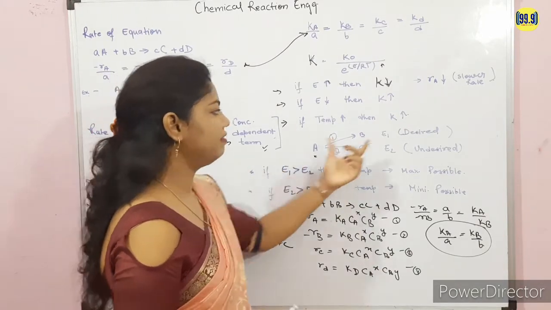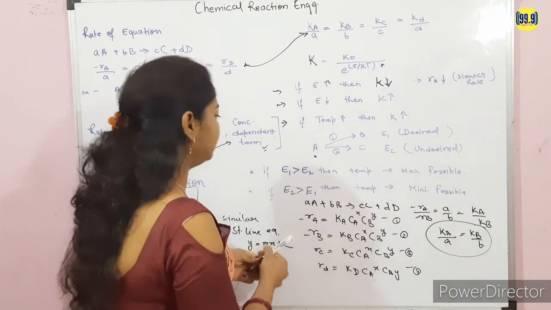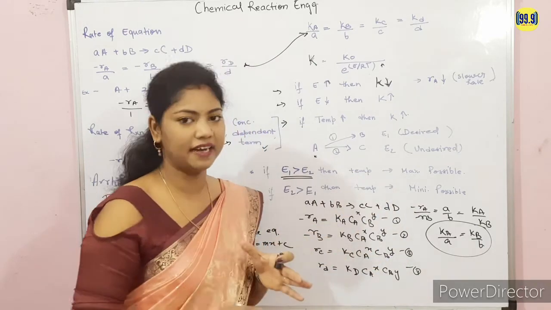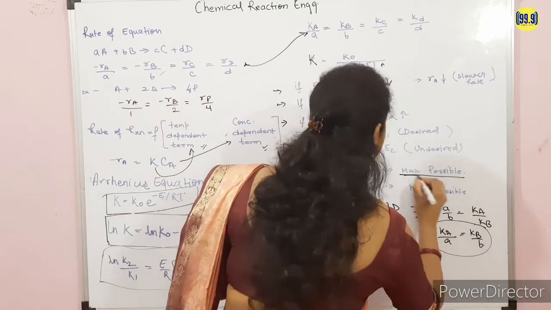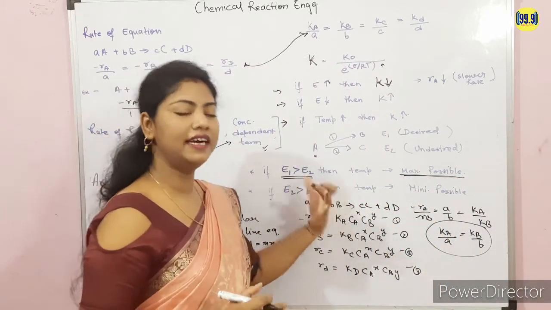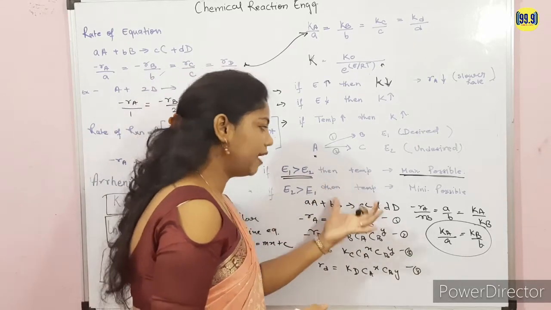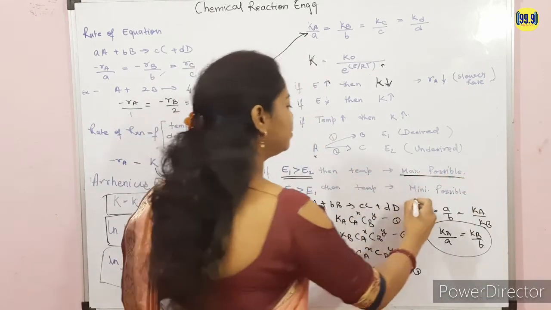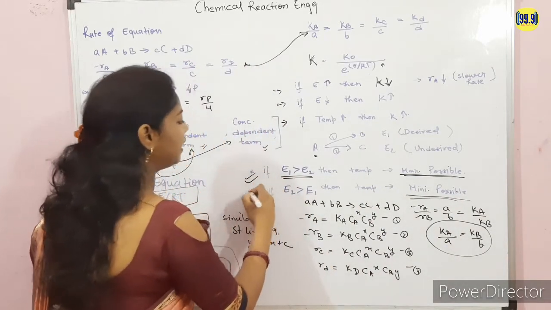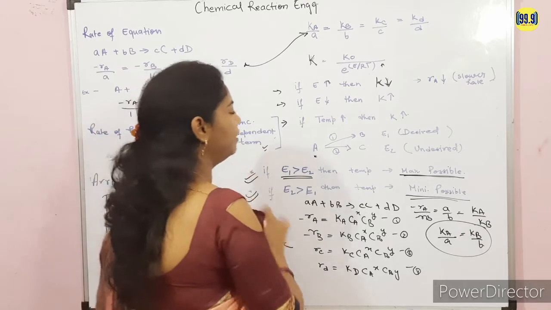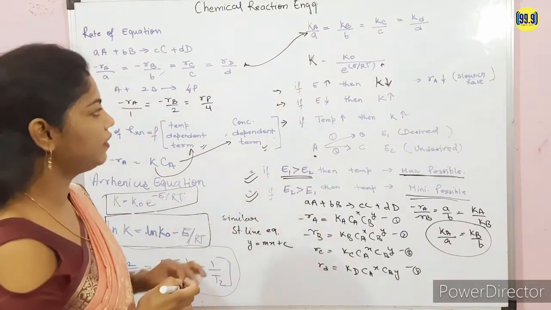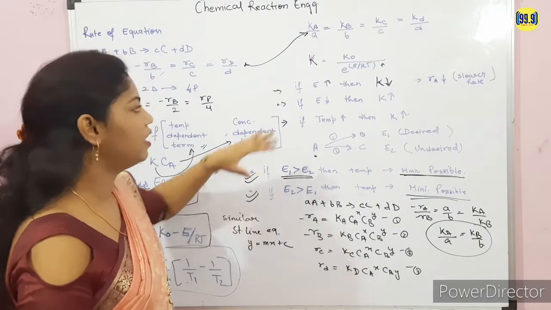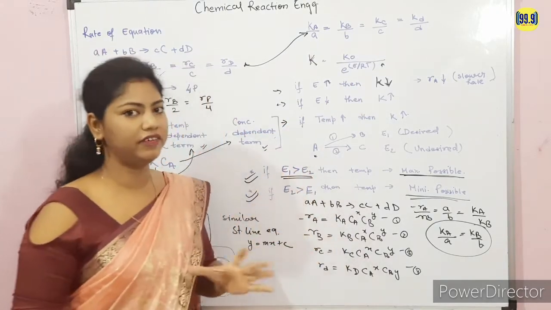If the activation energy of the desired product is greater than the activation energy of the undesired product, in that case the favorable temperature of the reaction will be the maximum possible. And if the activation energy of the undesired product is greater than that of the desired product, in that case the favorable temperature is the minimum possible. So these two points are very important and are used to solve many GATE problems. From today's lecture we got five main concepts, which are very important for solving the GATE exam.